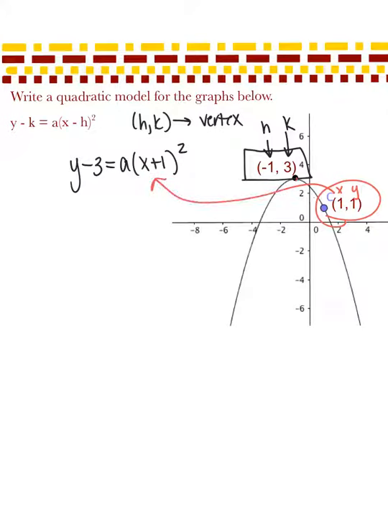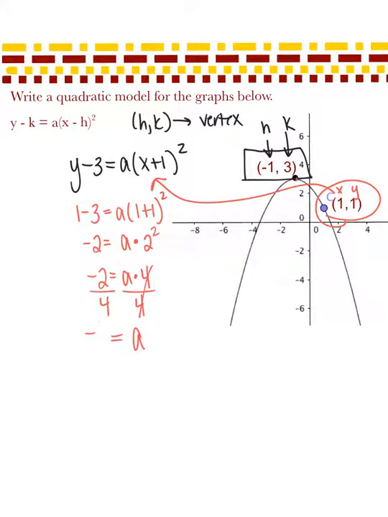So we're going to plug in 1 and 1 for my y and my x. So I have 1 minus 3 equals a times 1 plus 1 quantity squared. Go ahead and use your order of operations. On the left-hand side, I have a -2 equals a times 1 plus 1 is 2 quantity squared. So I have -2 equals a times 2 squared is 4. And now I can divide by 4 to get that a by itself. So my a is -2/4 or -1/2.